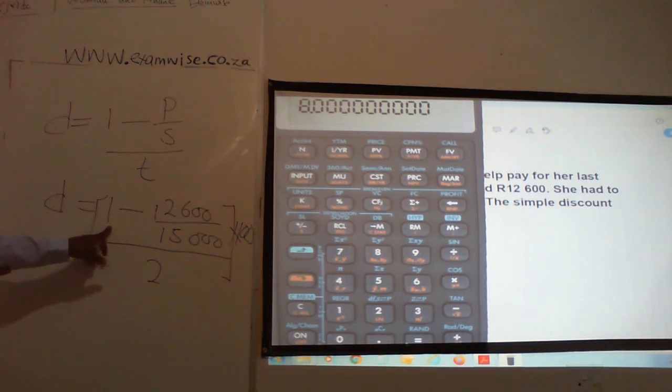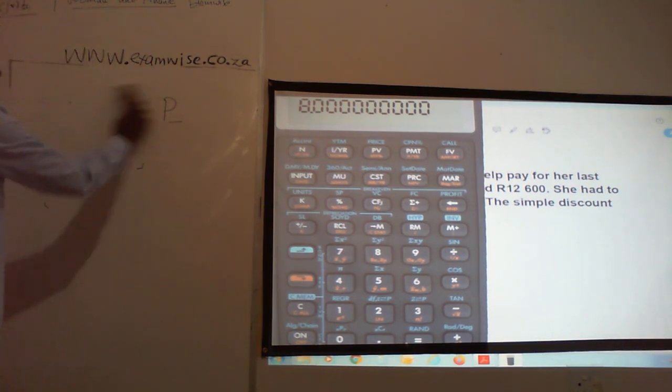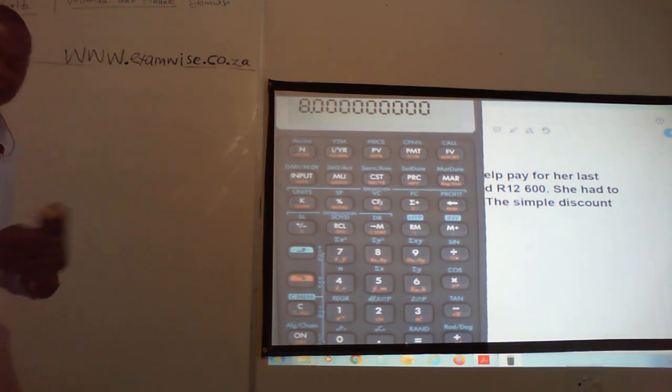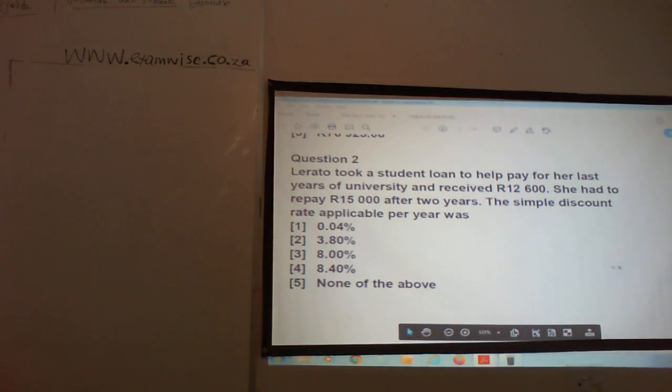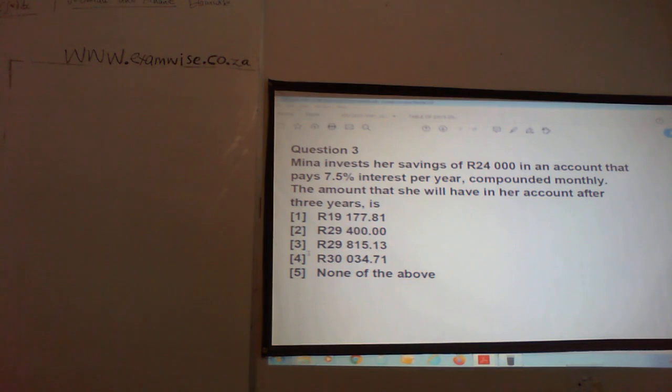So this one is a positive, so we'll be saying plus 1. Then after that we divide by 2. Then we multiply by 100. So that is how we do it. So it is very, very important to know how to make D or T the subject of the formula. So our simple discount rate there is 8%. So our correct option is option number 3. So let's go to question number 3.